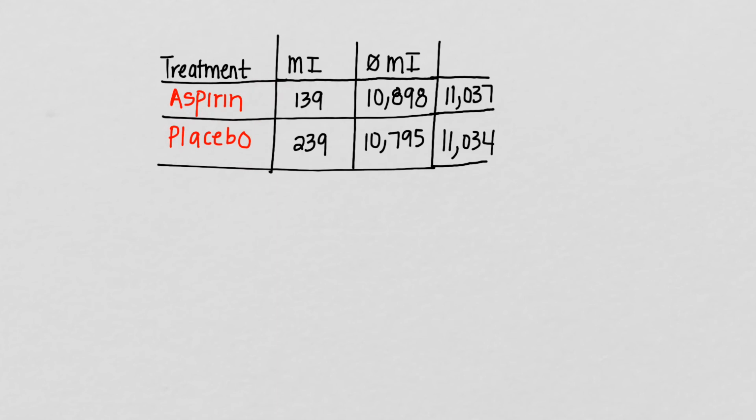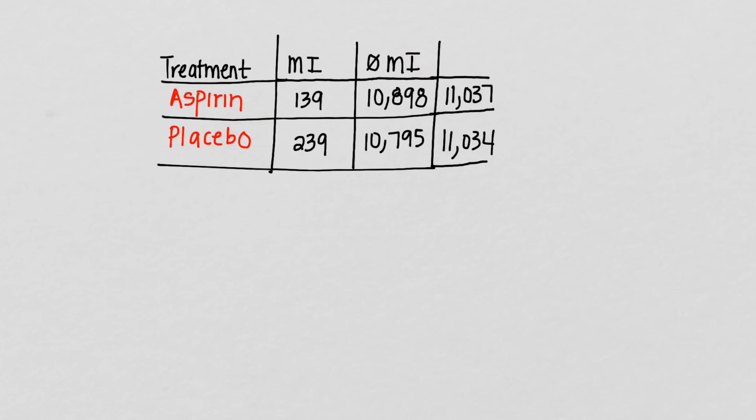And what we wanted to look for is whether or not those individuals suffered from a heart attack or myocardial infarction, as some might call it, and those that did not. So as we look across the rows, we had 139 patients who took the aspirin that had suffered from a heart attack, 10,898 patients who took the aspirin and did not.